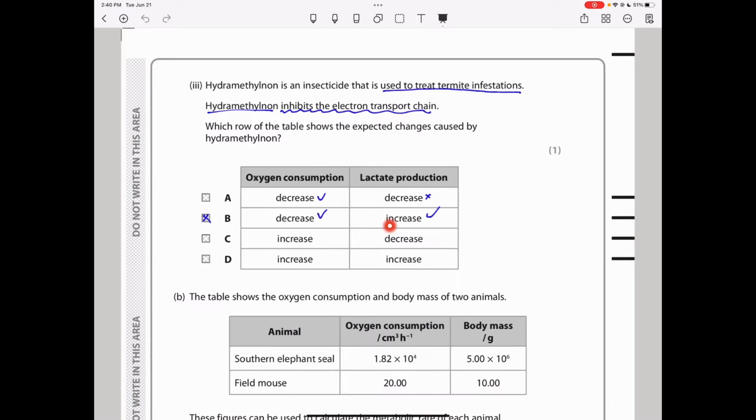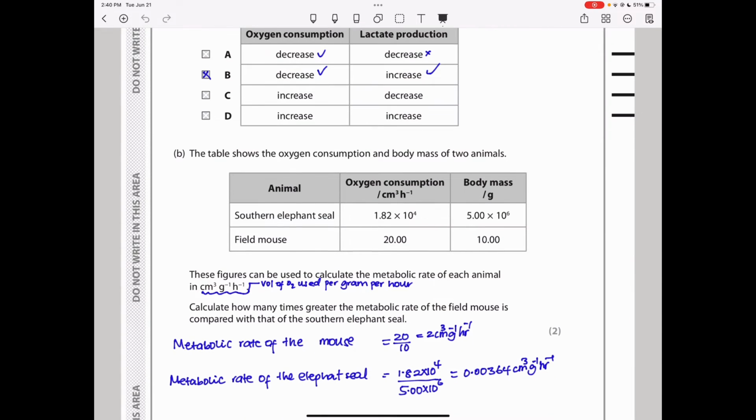And when anaerobic respiration takes place, of course, lactate production is going to increase. So here the answer should be B. The next part says, the table shows the oxygen consumption and body mass of 2 animals. So we have the animals: the southern elephant seal as well as the field mouse.